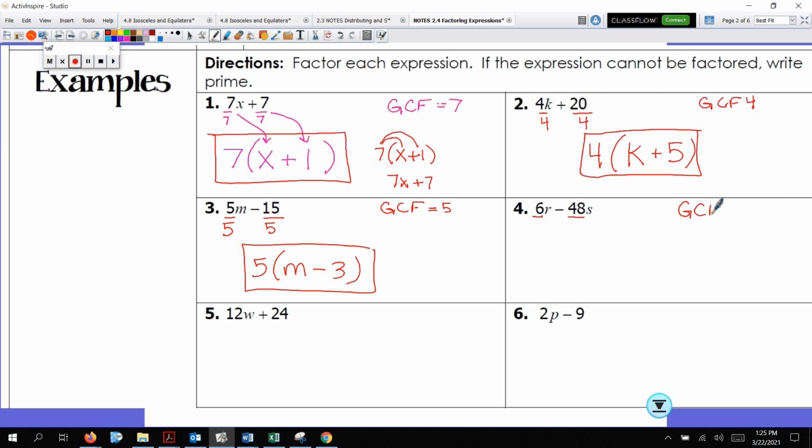The GCF is 6. So that means we divide both terms by 6. We put that 6 out front, open my parenthesis. 6r divided by 6 is 1r, or just r. 48s divided by 6 is 8s, right? That was originally subtraction, so it's going to stay subtraction there between the r and the s.